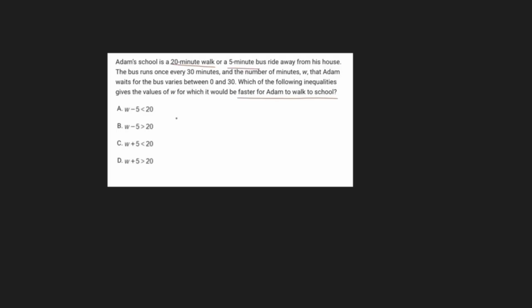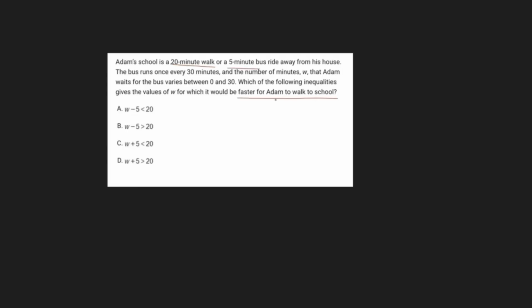So that represents that 20-minute walk that Adam has the option to take. Everything on the left side, therefore, represents that bus ride. So it's the 5 minutes of the bus ride from his house to the school, including that waiting time of between 0 to 30 minutes.